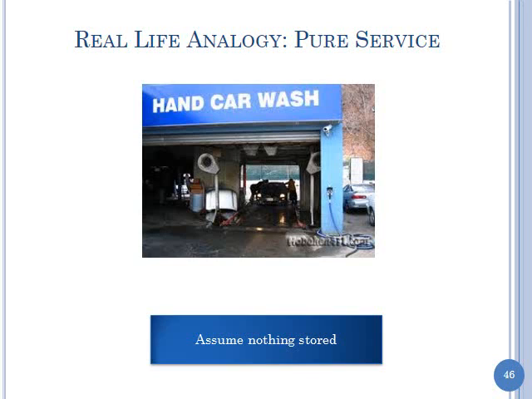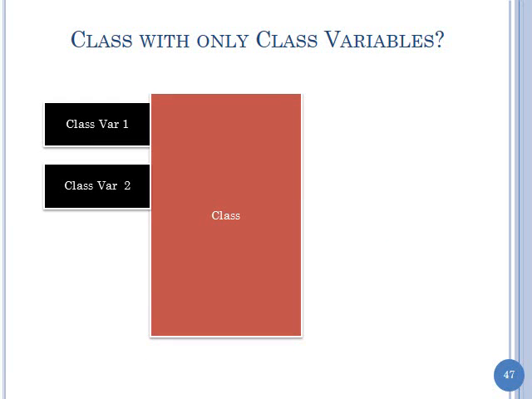Office has state, dealership has state. How many cars? A service center you can imagine having state too. But assuming there's nothing stored, there are no products there, and you just go and wash the car, it's pure service, no state. This is the best analogy I can come up with, and you can imagine that to be such a class. Can you imagine a class with only class variables, no methods? That's not a bad class. We know we can always make things public.